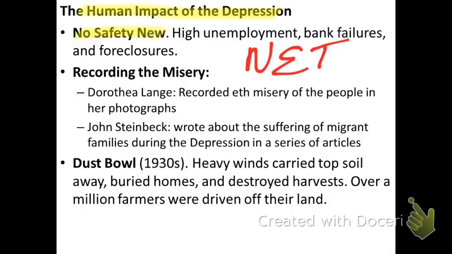High unemployment, bank failures, and foreclosures. Okay? Because of the high unemployment, the bank failures, and foreclosures, there was nothing there. There was no safety net. No one to provide help.